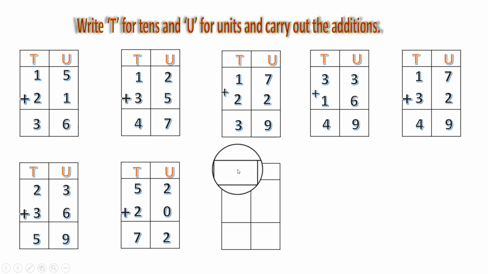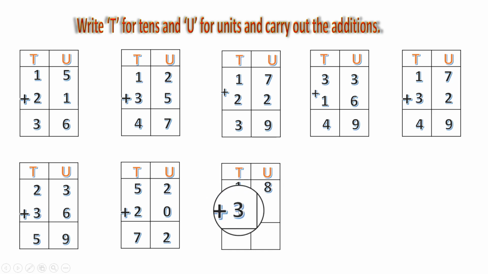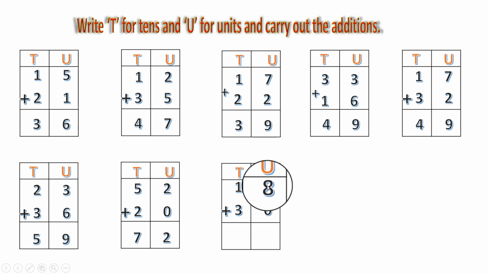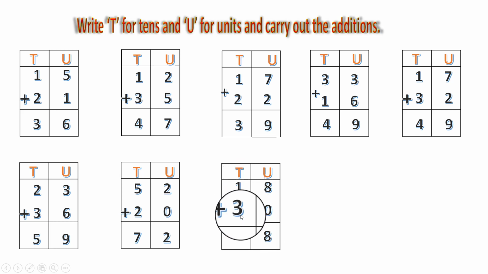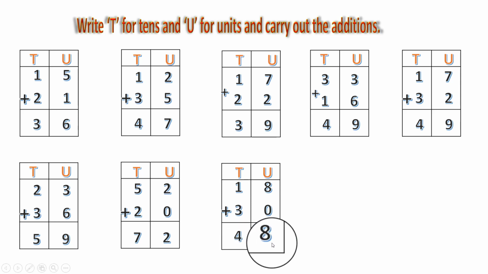We take another example. T for tens, U for units. 1 ten 8 units plus 3 tens 0 units. 8 and 0, these numbers are unit place. When we add 8 and 0, we get 8, and 1 and 3, these numbers are tens place. When we add them, we get 4. 18 plus 30 is equal to 48.